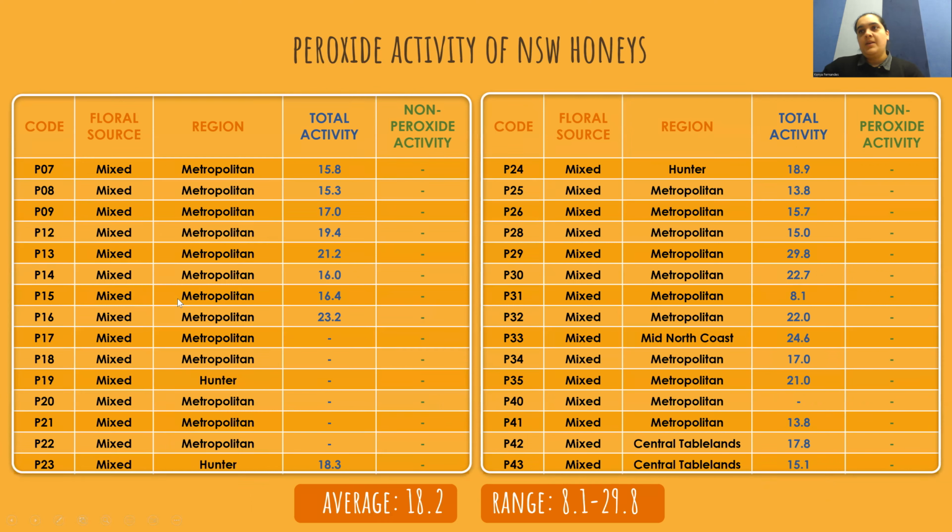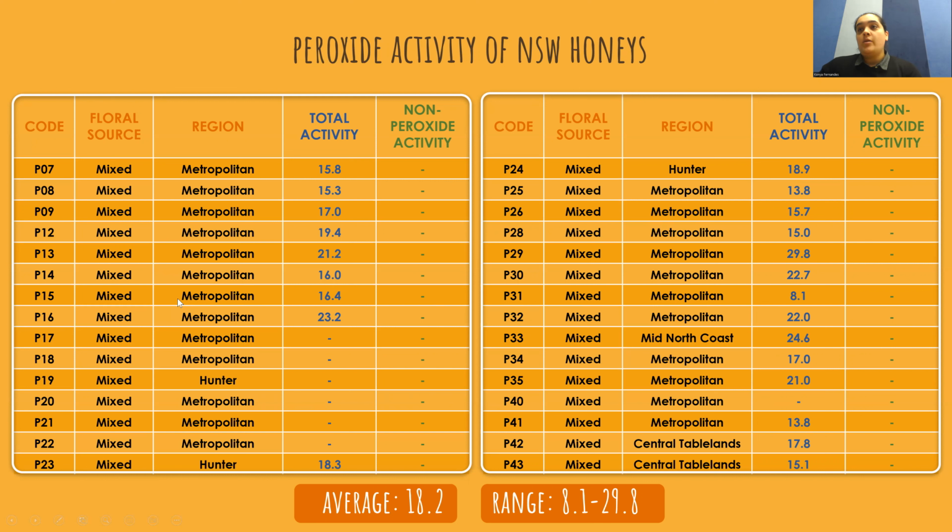So the dashes here just mean that the value of the non-peroxide activity was 0, which shows us that the activity of these honeys was entirely peroxide-based. These honeys had peroxide activity ranging from 8.1 to 29.8, with an average of 18.2. For some context, anything between 5 and 10 is considered low activity, between 10 and 20 is considered therapeutically beneficial, and above 20 is considered high activity.